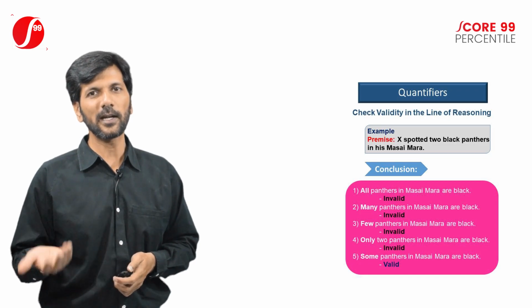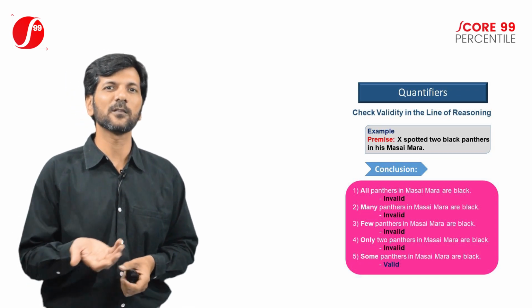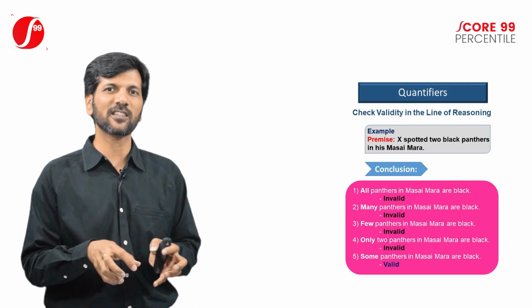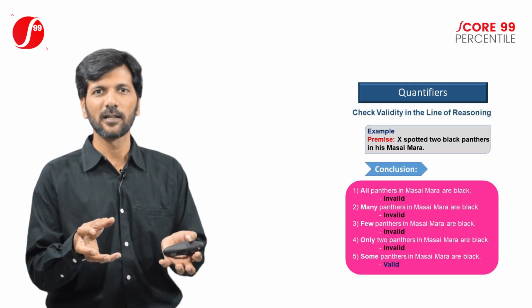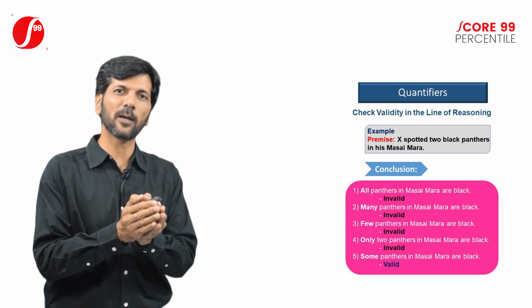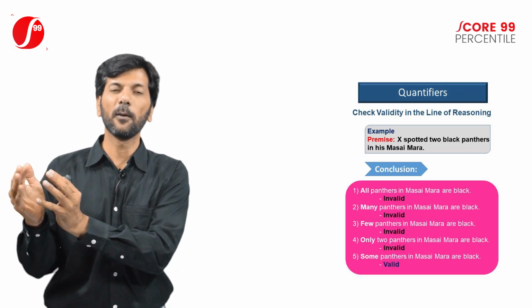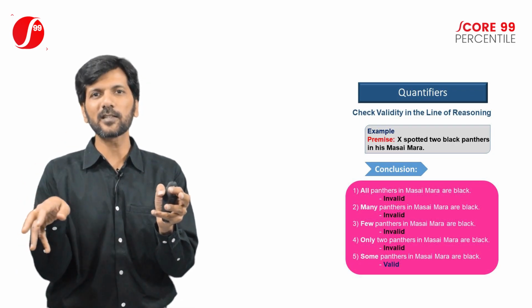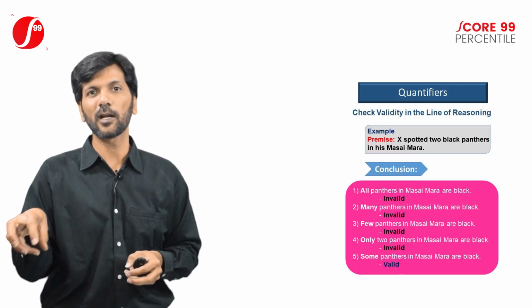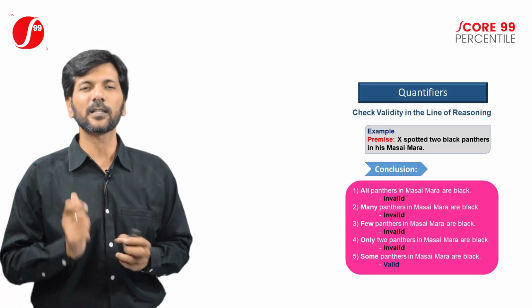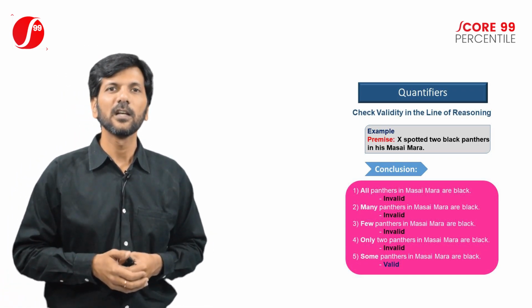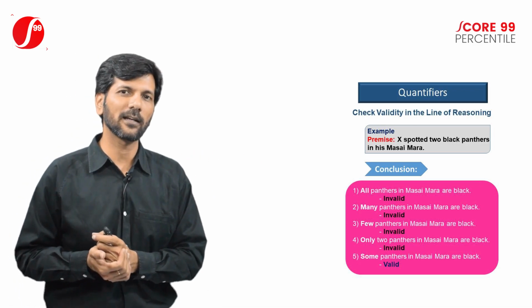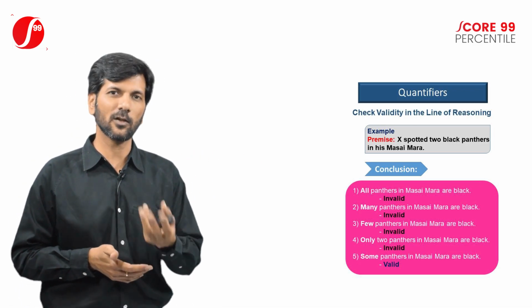Now you will automatically tell me that this is invalid because there is a word all, whereas your sample space is just 2 black panthers. So you have a minute sample space from which you are deriving a mega conclusion or a generic conclusion, and hence though there is a line of reasoning, yet the line of reasoning is not logical enough for the conclusion to be valid. That is what you will tell me, which is correct. Supposing somebody says that many panthers in Masai Mara are black. Would you agree with that? You will say this is also invalid.